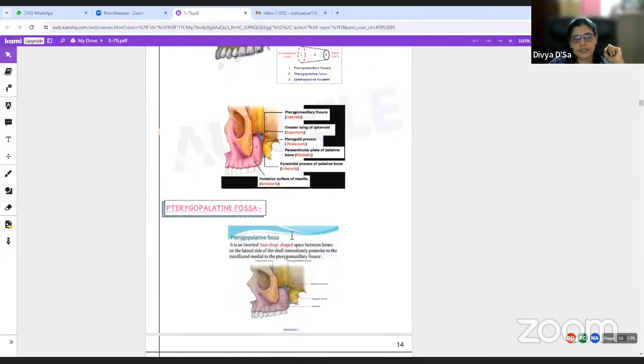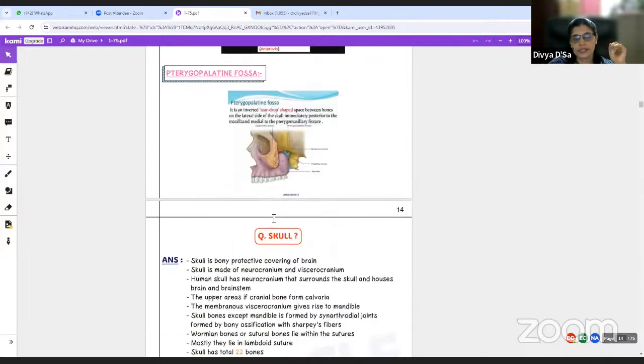So the relations of it: the pterygomaxillary fissure will be laterally, the greater wing of the sphenoid will be superiorly. The pterygoid process, which is seen posteriorly, and the perpendicular plate of palatine bone will be medially, and the pyramidal process of palatine bone will be inferiorly. That is in relation to the palate in that region. So that is about that.